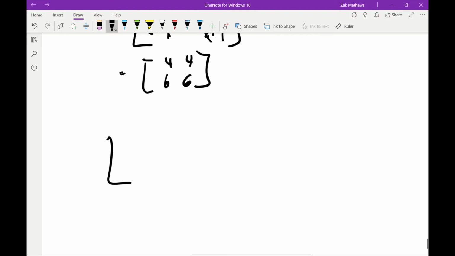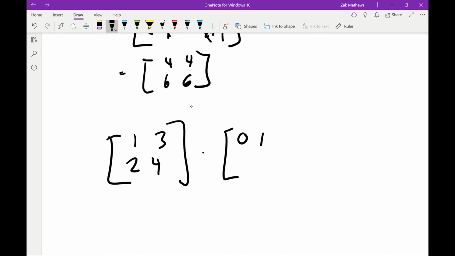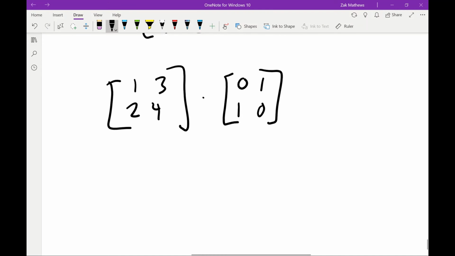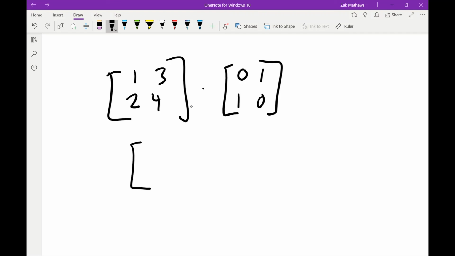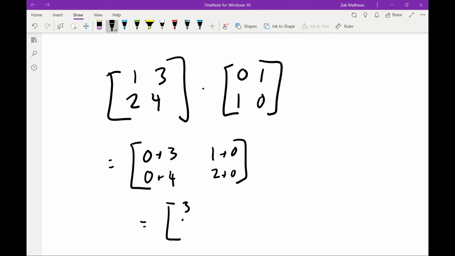Just for the fun of it, I want to multiply by something a little different. Let's say we had that same 1, 3, 2, 4. This time I'm going to multiply it by a matrix of 0, 1, 1, 0. So we have the ones on the opposite diagonal. Our result would be 0 plus 3, then 1 times 1 is 1 and 0, then 0 and 4, and 2 plus 0. And so we get a matrix 3, 4, 1, 2. And that's absolutely right. Notice, what did we do? We flipped it over. We reflected this thing.